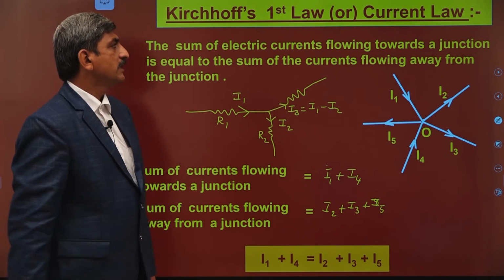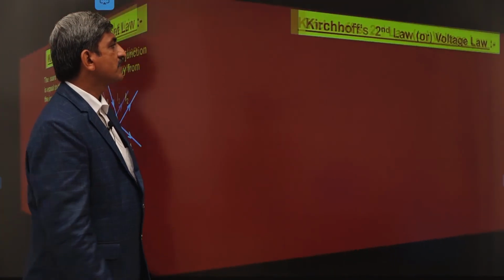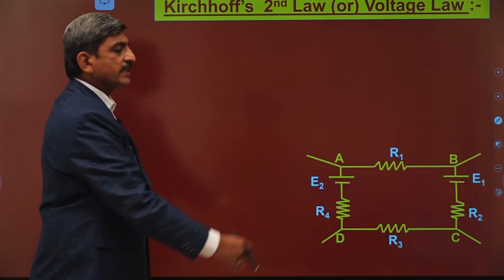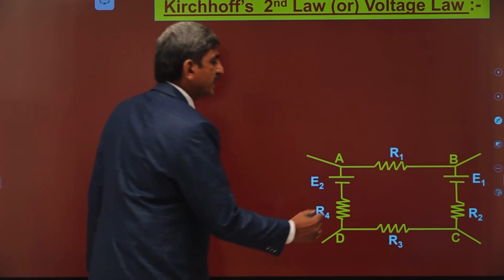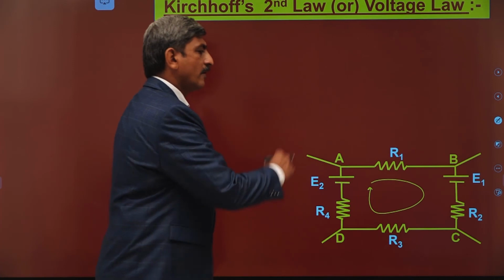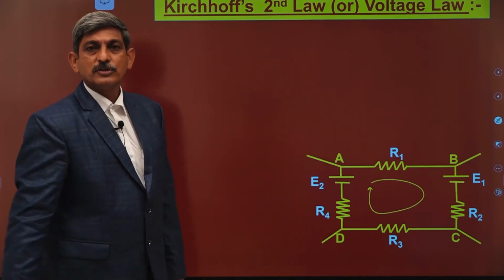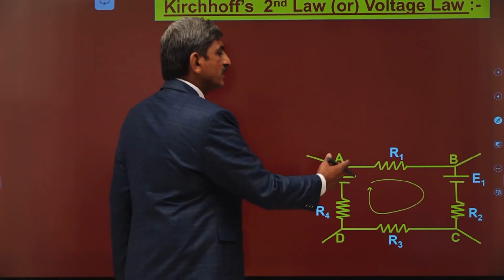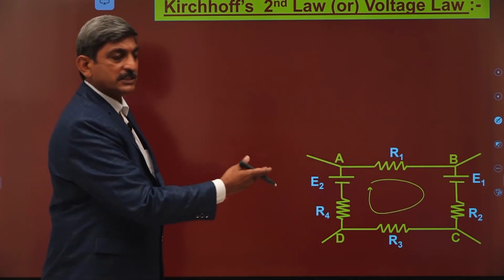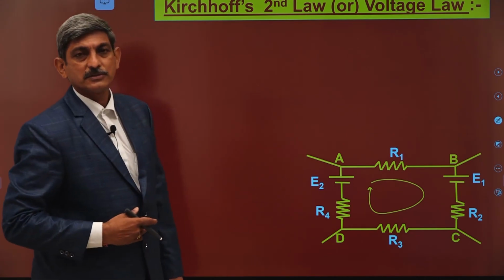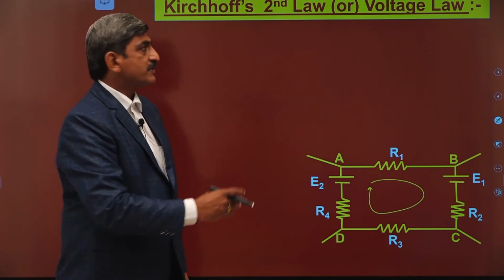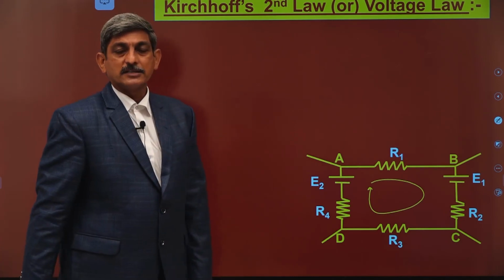Come to Kirchhoff's second law, which is Kirchhoff's voltage law. Suppose we consider a part of the network where there is a loop A, B, C, D, A. Whenever we are traveling along the loop, sometimes there are potential drops and sometimes there are EMFs that we come across. About the potential drops and the EMFs, Kirchhoff explained the second law.